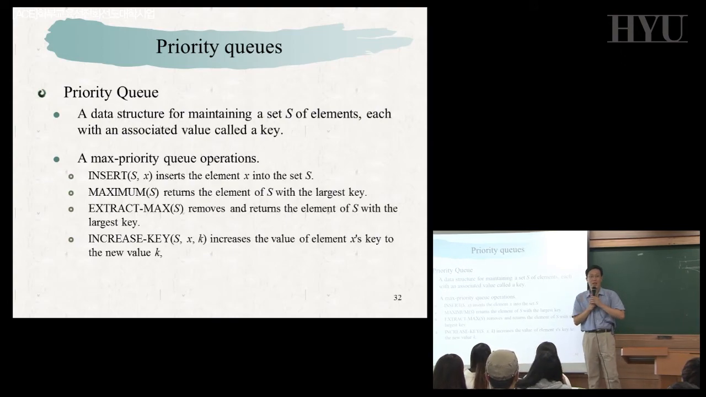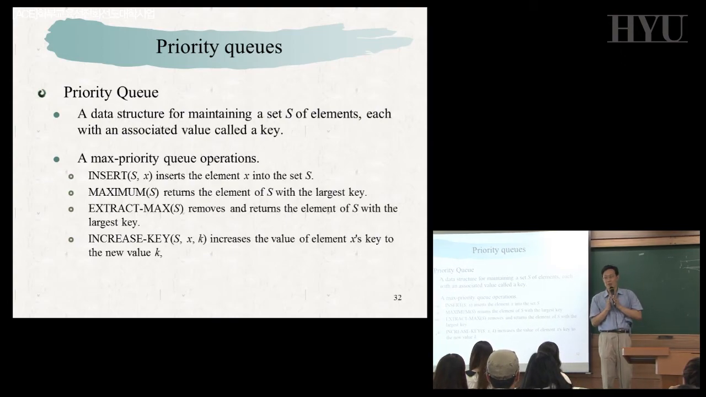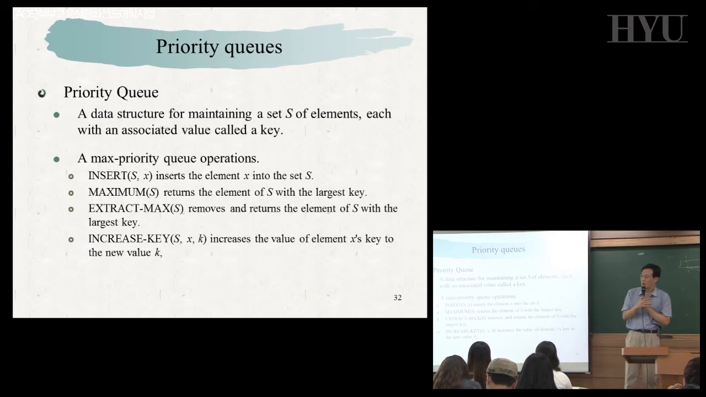But the priority queue is a little bit different. Only the key with highest priority is out. So keys have priorities, and the highest priority key comes out.